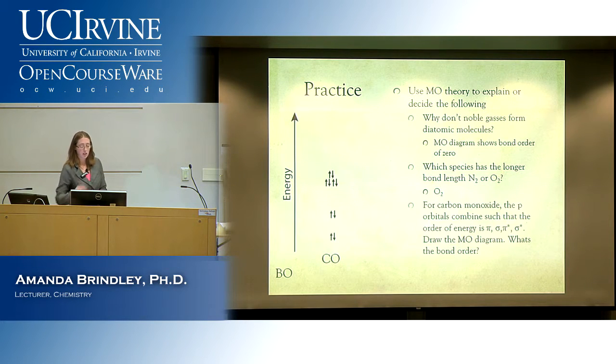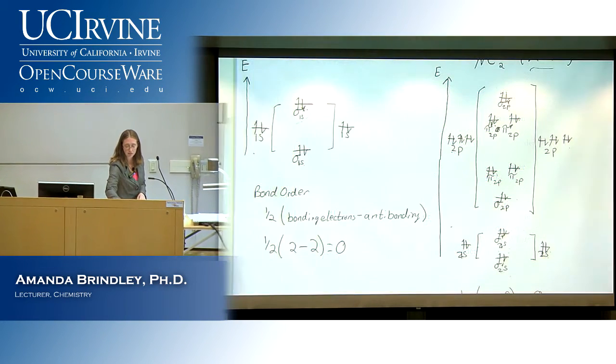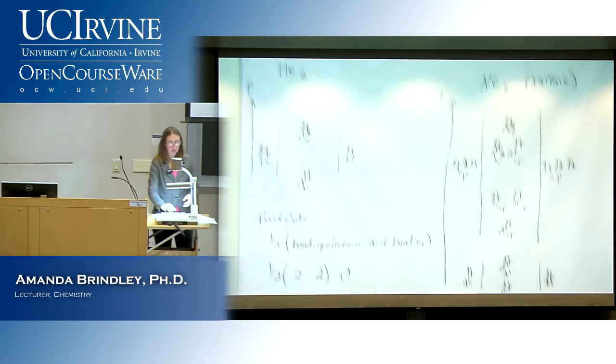Okay. So for carbon monoxide, I say that the p orbitals combine in a way where the energy is pi, sigma, pi star, sigma star. So I've told you the order of the energies, and I say draw the MO diagram. And then I ask what the bond order is. This is the way that I would ask you to draw a diagram of a heteronuclear diatomic, or two different nuclei. So let's go ahead and just draw this from scratch, mostly because I think it's good practice. We have it up on the board too, but I would rather do it from scratch.